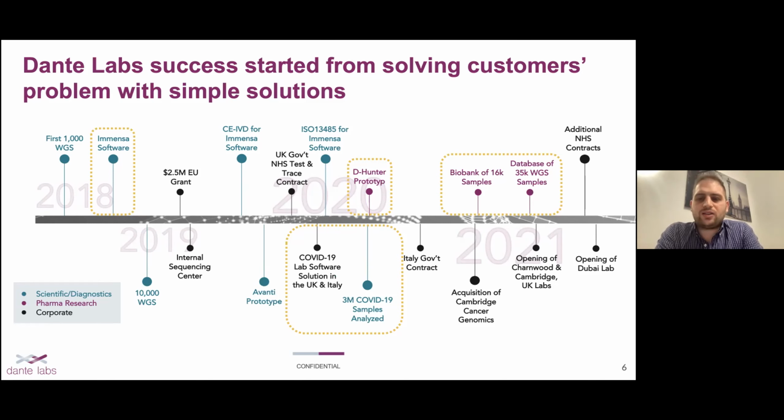So we realized that, of course, we had to expand our global footprint. We expanded our footprint in the UK. After Brexit, delivering samples from the UK to Italy wasn't possible anymore. So we realized that we had to invest in the UK. So we invested in 2 facilities in the UK. One of the main ones was in Cambridge, where we have been analyzing sequencing samples for the NHS.